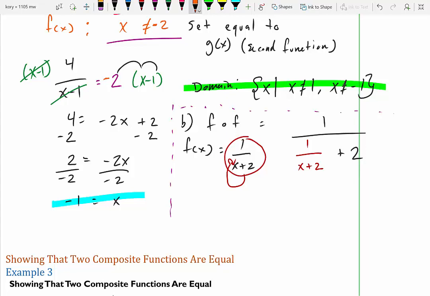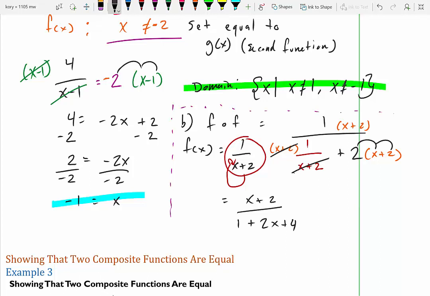Now, what should you multiply by? X plus 2, good. If you took me for intermediate algebra, I taught you to always cancel out your fractions, and this is a big reason why. All right, so they cancel out. We're left with 1 times x plus 2 is x plus 2 over, so 1 plus, we're going to distribute the 2, 2x plus 4.